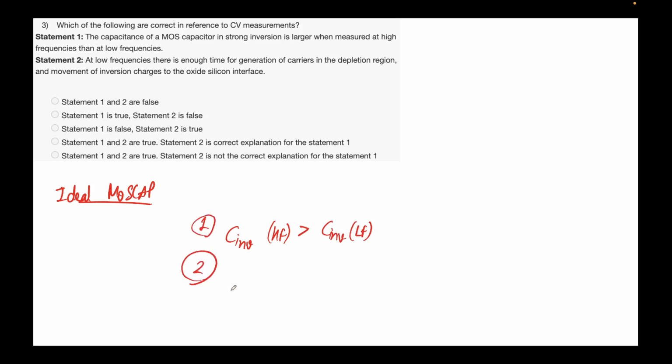Statement 2 says at low frequencies there is enough time for generation of carriers in the depletion region and the movement of inversion charges to the oxide silicon interface. So what's it saying? Let's draw that metal-oxide-semiconductor diagram again. This is your metal, this is your oxide, this is your semiconductor. So it's already depleted. And this is a p-type semiconductor that I'm assuming.